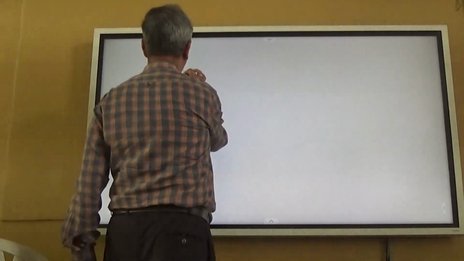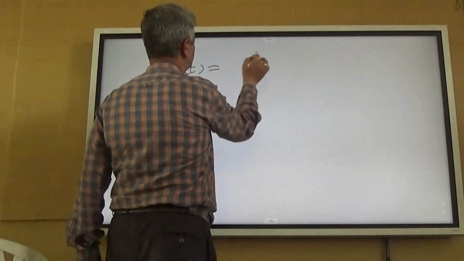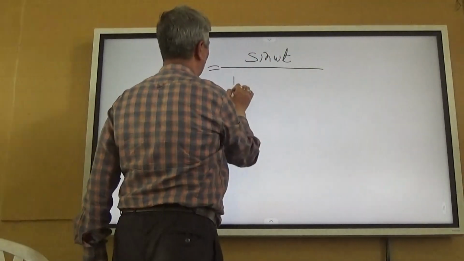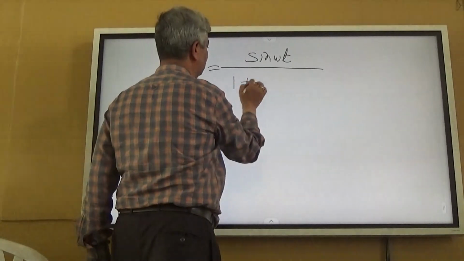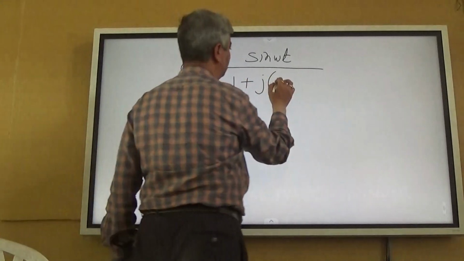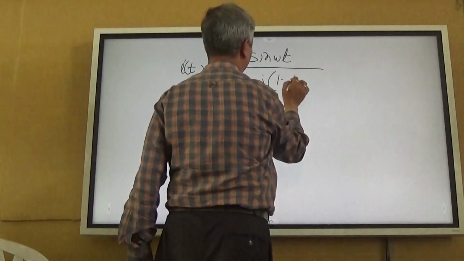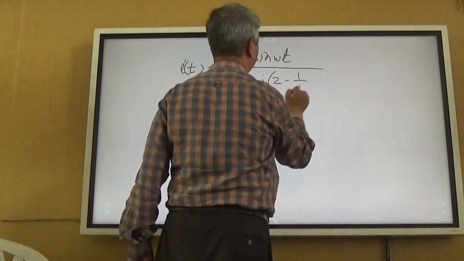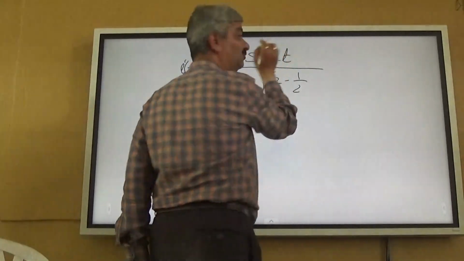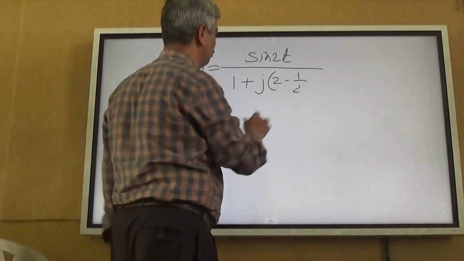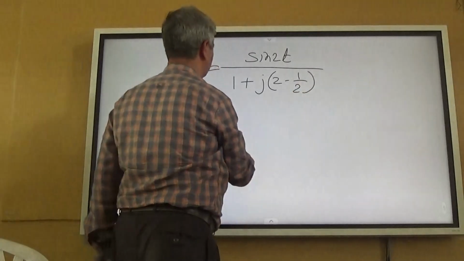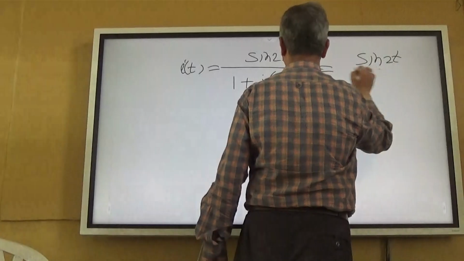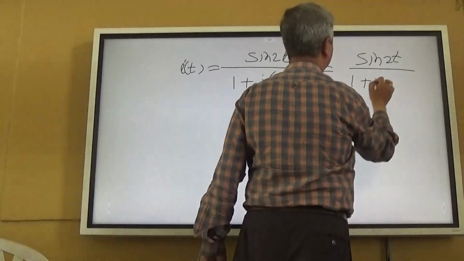So IT is equal to sin omega t upon 1 plus J into bracket 2 minus half, sin 2t, right? So that is equal to sin 2t upon 1 plus J 1.5.